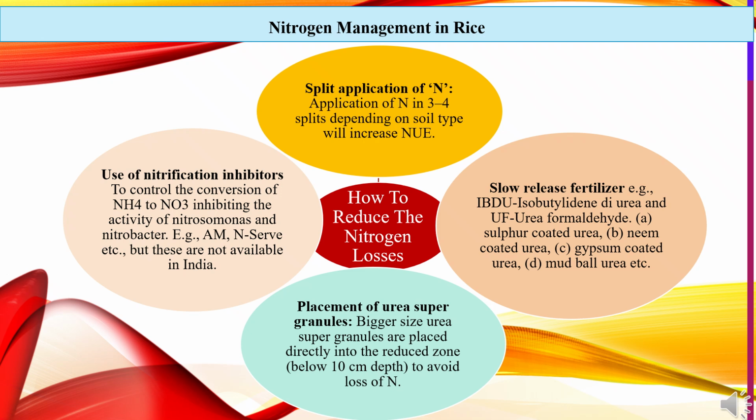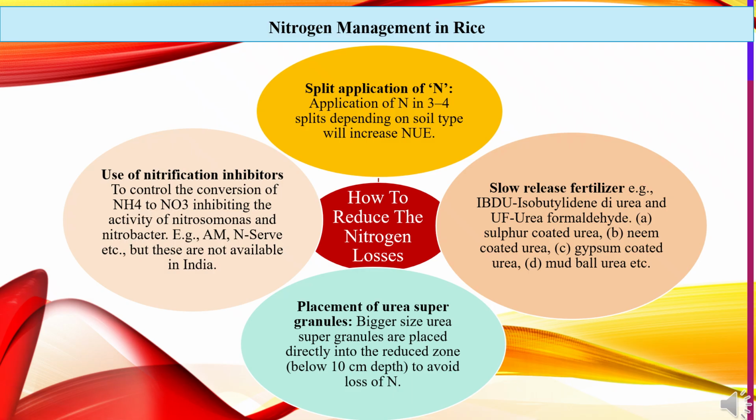Reducing nitrogen losses in rice cultivation. Efficient nitrogen, N, management is essential to improve nitrogen use efficiency, NUE, and minimize environmental losses. The following strategies are commonly adopted. Split application of nitrogen. Applying N fertilizer in 3 to 4 split doses according to soil type helps synchronize N availability with crop demand, thereby enhancing NUE.